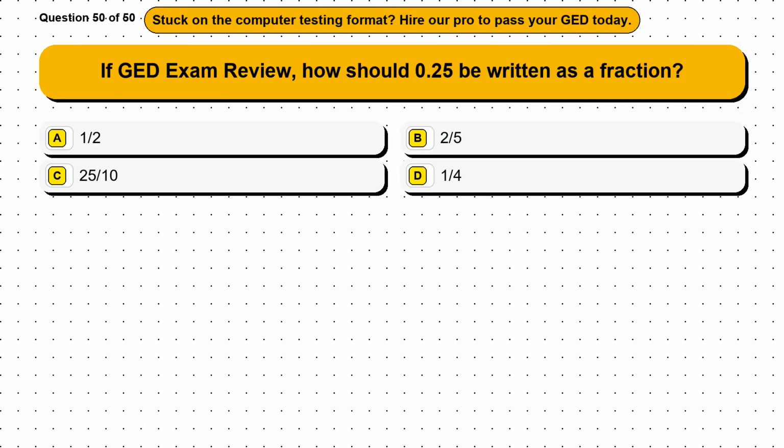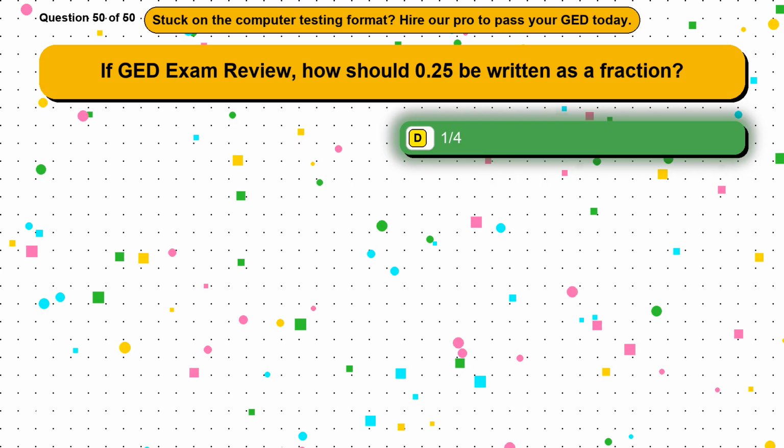Question 50. If GED exam review, how should 0.25 be written as a fraction? Option A 1/2. Option B 2/5. Option C 25/10. Option D 1/4. The correct answer is option D. 1/4.